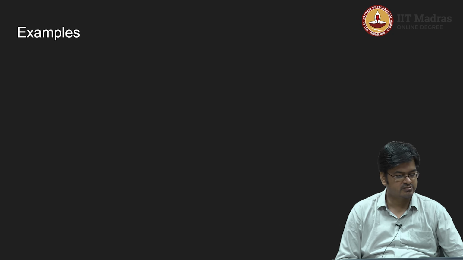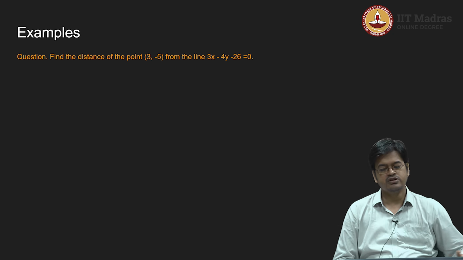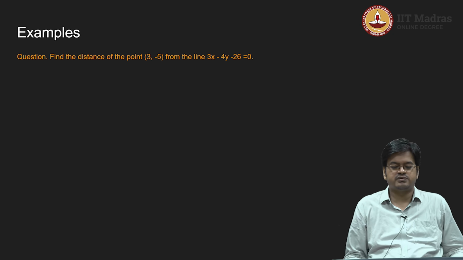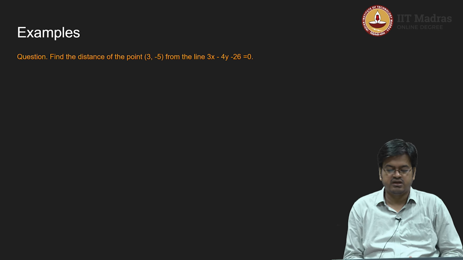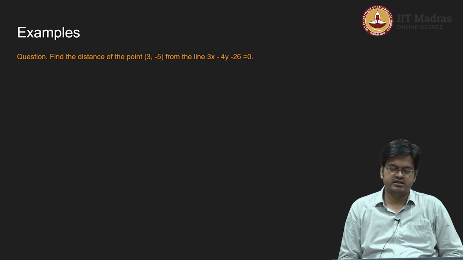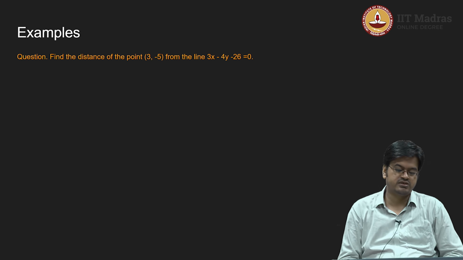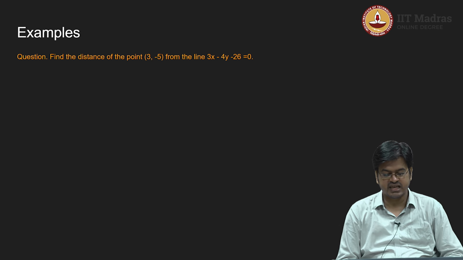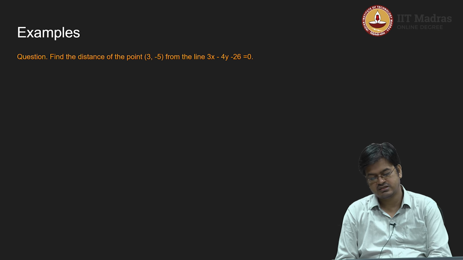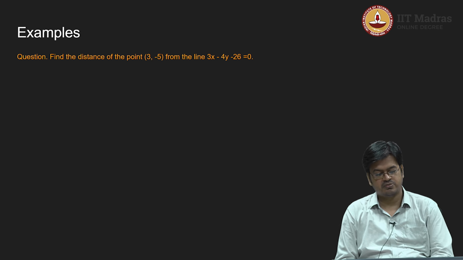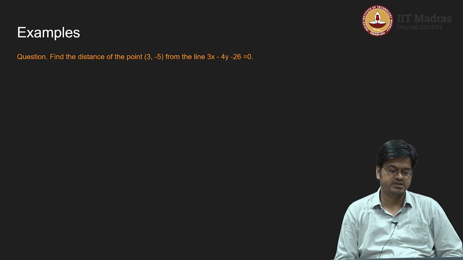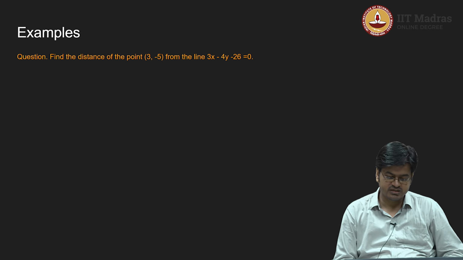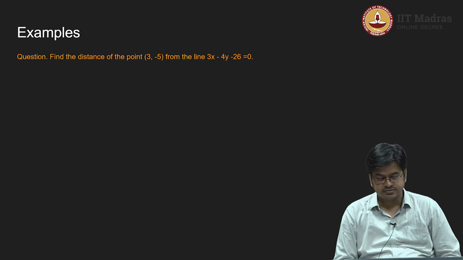So, here are the examples in line. You have been asked to find the distance of the point 3 comma minus 5 from the line 3x minus 4y minus 26 is equal to 0. So, in this case, you just need to apply the formula. What is the formula? The modulus of ax1 plus by1 plus c upon square root of a square plus b square. So, what are A, B, C here is the key question.